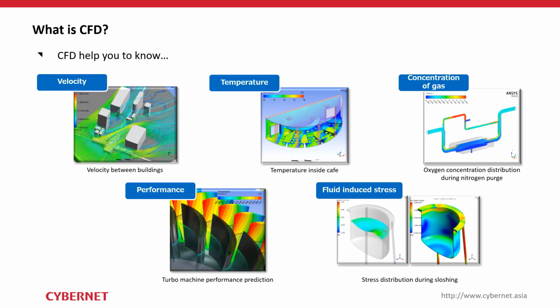All in all, CFD helps you to know the velocity of the fluids, the temperature of the fluids, or the body that the fluids interact with. You can study the concentration of gases in a certain confinement. You can also evaluate the performance of a machine, like in turbomachinery. You can also evaluate the stresses caused by the fluid, like a stress distribution in a tank during a sloshing event. So CFD can help you to know pretty much anything related to fluid flow.